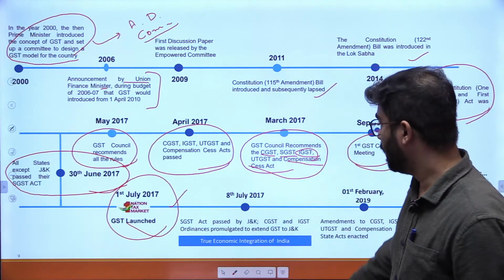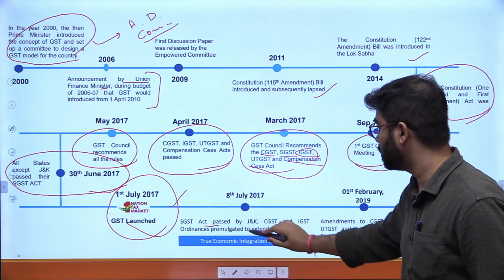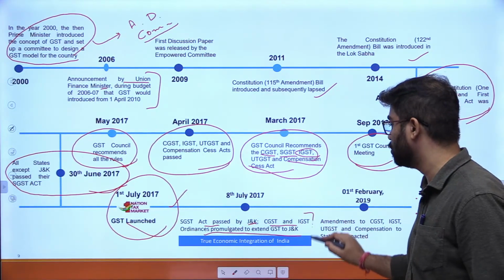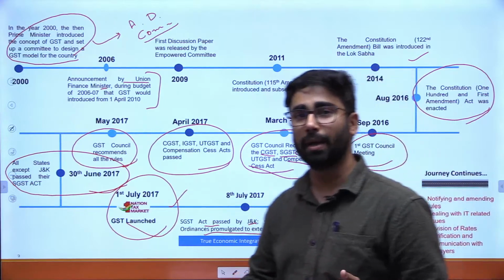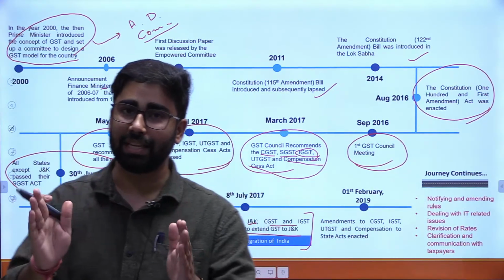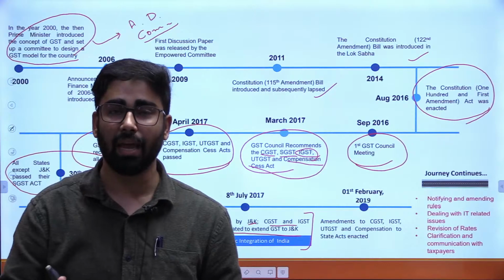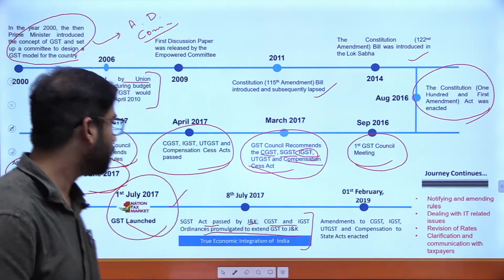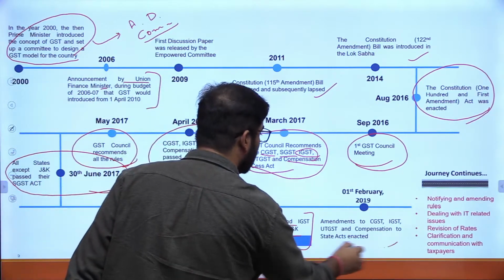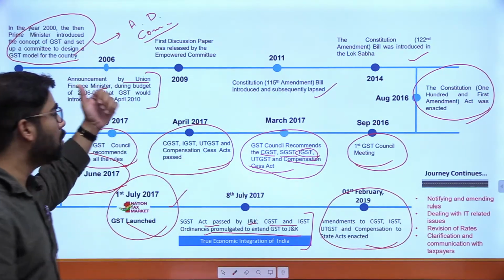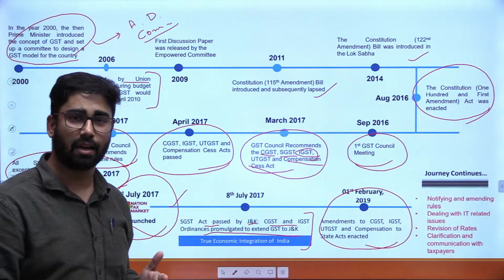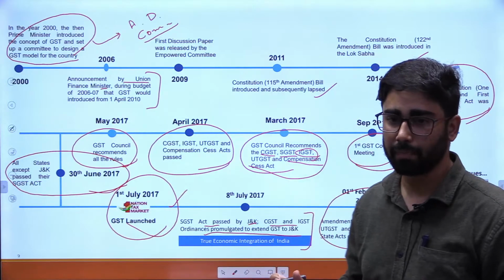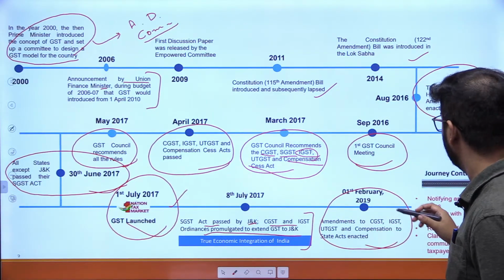ओके, नाउ SGST Act passed by the Jammu and Kashmir CGST and IGST ordinances promulgated to extend GST to J&K. तो उसके बाद ट्रू इकोनॉमिक इंटीग्रेशन हो गया क्योंकि जीएसटी अब पूरे भारत में फैल गया था. वन नेशन वन टैक्स ट्रूली. ओके, देन अमेंडमेंट्स कई होते रहे. तो मेन जर्नी हमें याद रखनी है 2000 से लेकर 2017 तक की कि कब इनेक्ट हुआ एक्चुअली में जीएसटी. ठीक है, सो लेट्स मूव फॉरवर्ड.